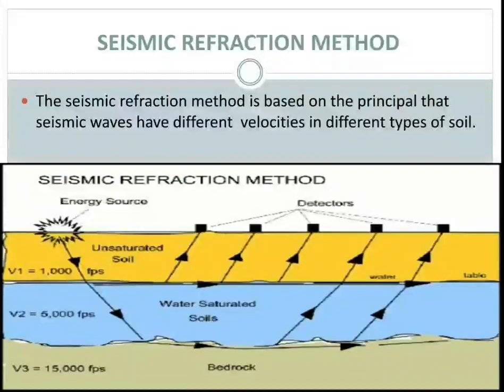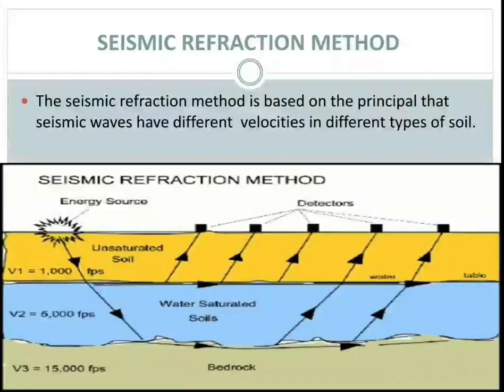You can see in this image there are detectors or geophones. There is an energy source where you can create a sound wave by exploding a small charge or by striking a plate with the hammer. Then these waves travel through different strata and are recorded by the detector, and afterwards you can calculate the time and distance.